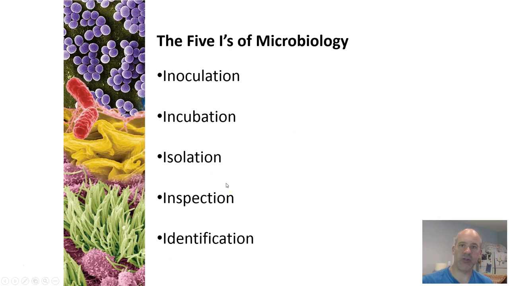Inspection: you grow a culture in the laboratory, you look at it, you inspect it, you take note of its different properties. Then finally, identification. That's where you get down to the level of, all right, I've got this culture of microorganisms and I'm going to figure out exactly what species it is.